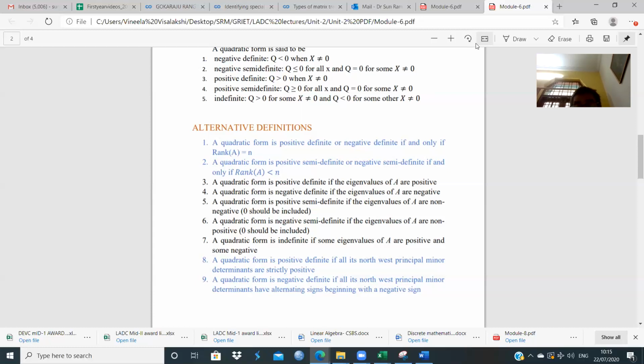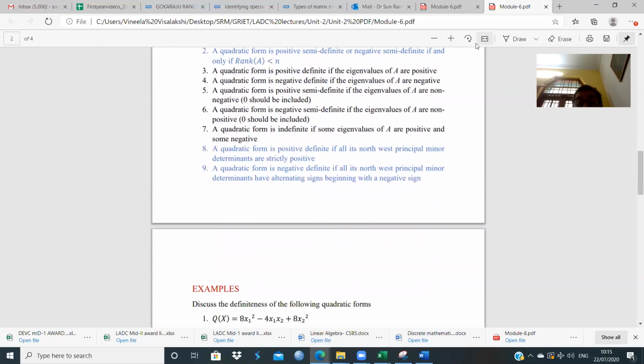Then comes another way of testing the positive definiteness or negative definiteness based on the minors. A quadratic form is positive definite if all northwest principal minor determinants are strictly positive. Similarly, a quadratic form is negative definite if all its northwest principal minor determinants have an alternating sign pattern beginning with a negative sign. So minus, plus, that type of pattern will lead to negative definite.